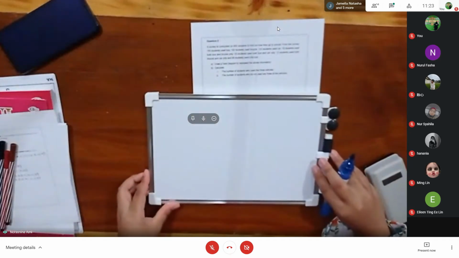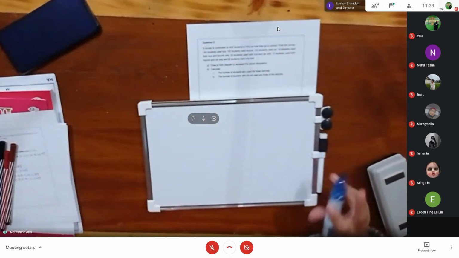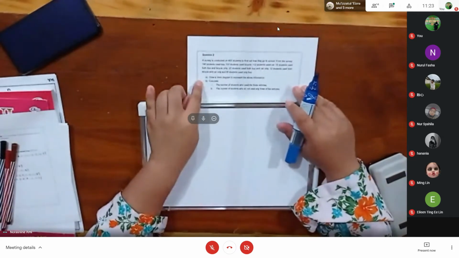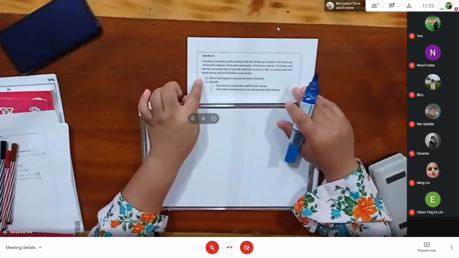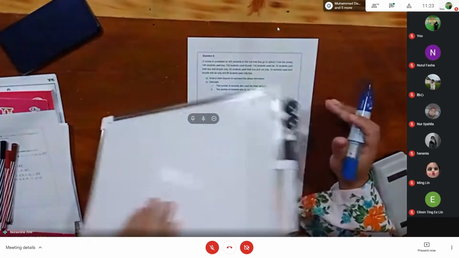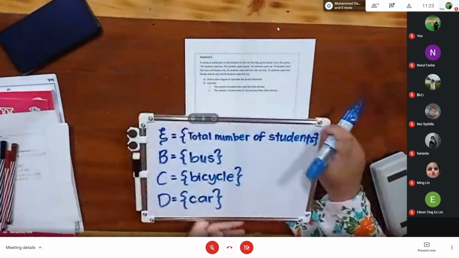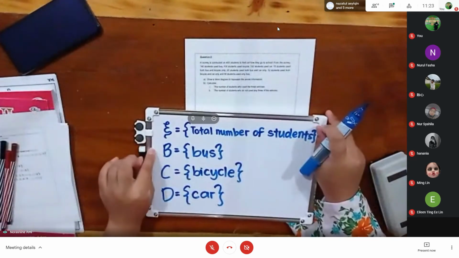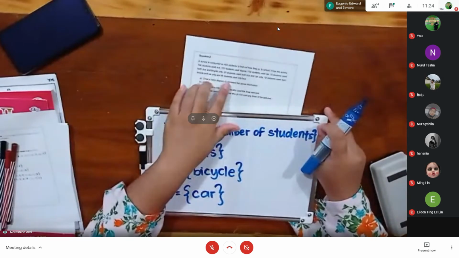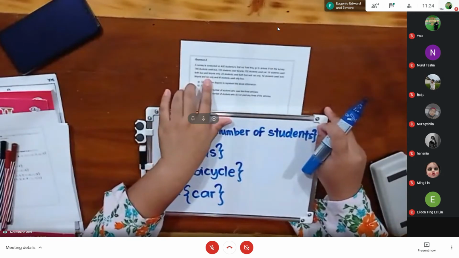Now, we draw a Venn diagram, just like question A. 2A asks, draw a Venn diagram to represent the above information. It only has 3 sets: bus, bicycle, and car, and the rest is the intersection.